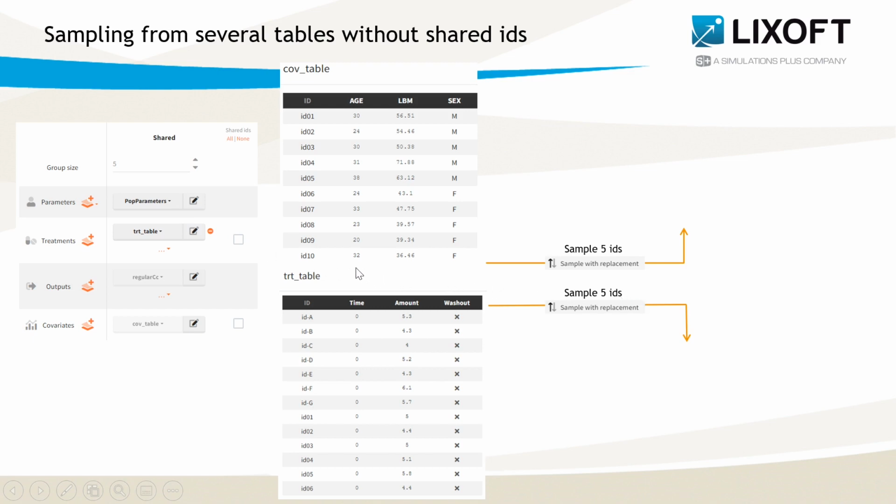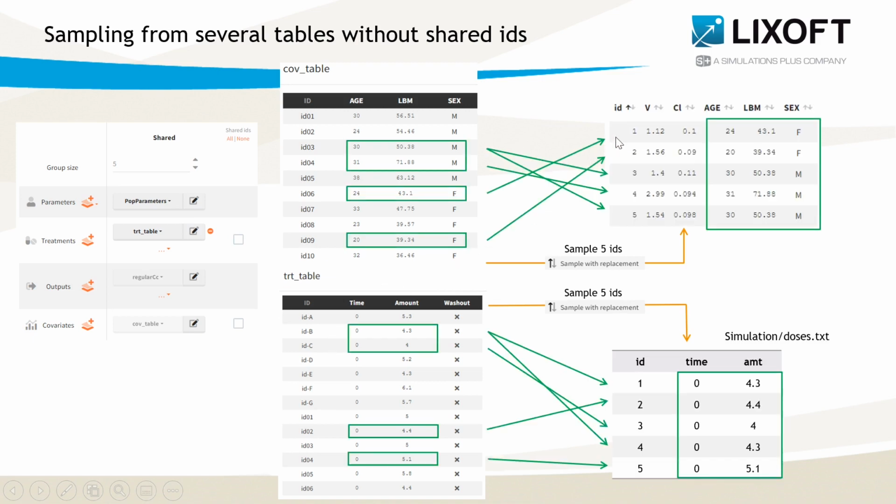In this case, the values in the column IDs of the two tables can be different, and for example, the first simulated individual can have covariate values coming from ID 6 in the covariate table, and a dosing regimen taken from ID B in the treatment table. Each row from all external tables can be sampled even if the tables have different sizes. Note that the sampled covariates can be seen directly in the results in the interface, while the sampled doses can be found in a text file named doses.txt in the result folder in the subfolder Simulation.